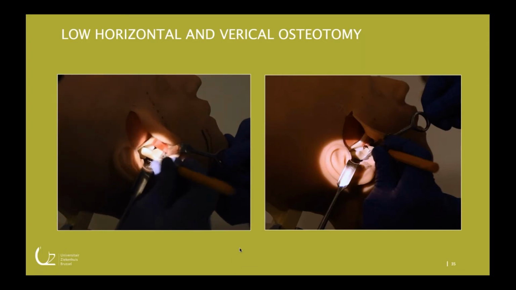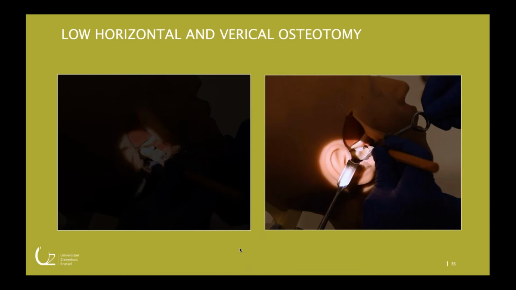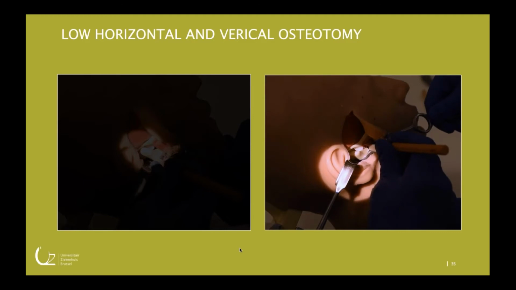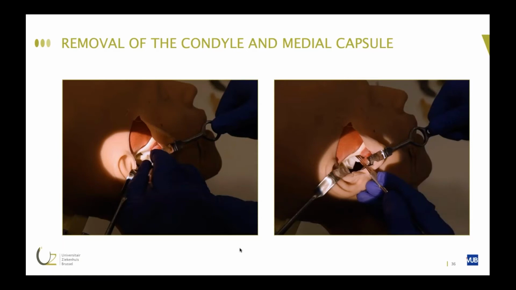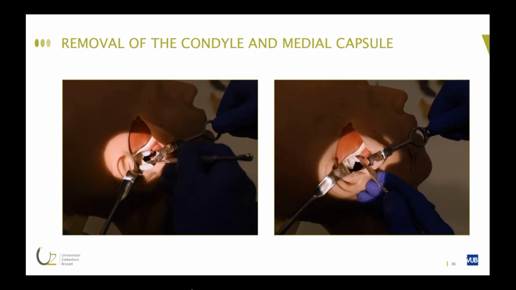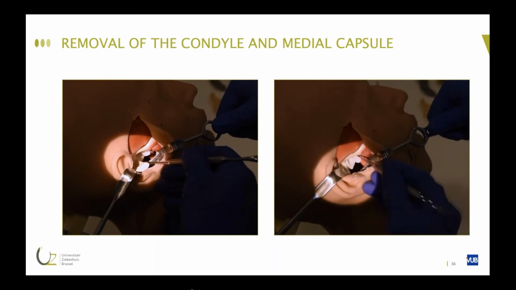I like a horizontal osteotomy below the condylar neck and a vertical one posterior to the coronoid process. Others prefer one single oblique osteotomy. The condyle is removed and the medial part of the capsule as well.